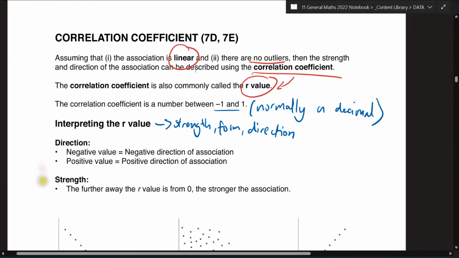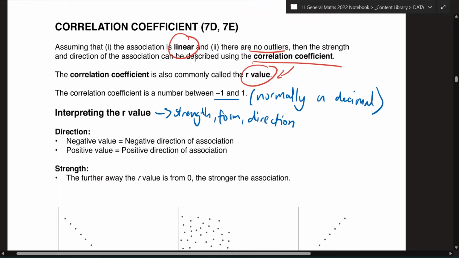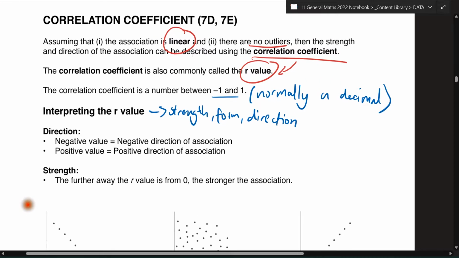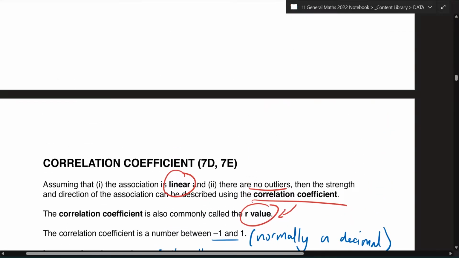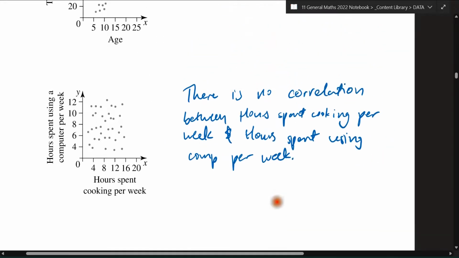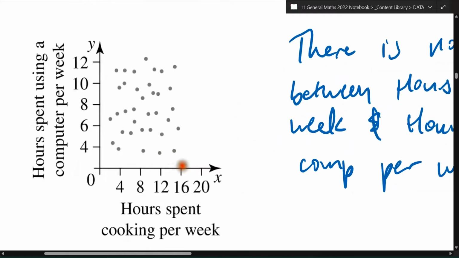I just wanted to go through a bit of this before we go on to the next part, so that we can remember what we learnt about on Monday. So last lesson, we started looking into this correlation coefficient, which is essentially a number that represents a graph, and it's called the R value.